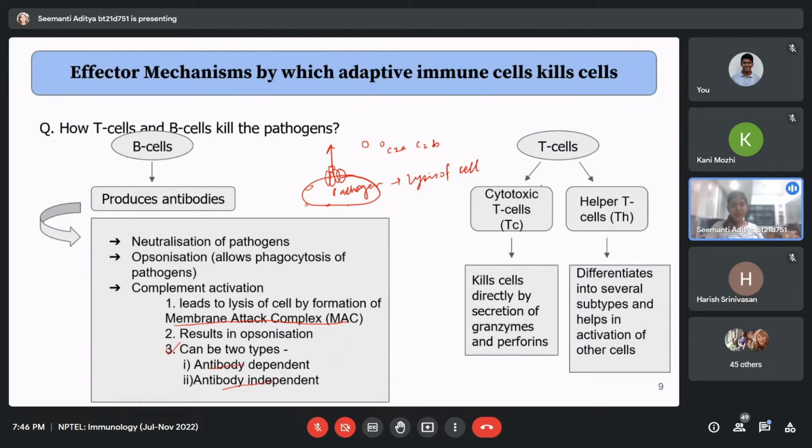And how T cells mediate the immune response. T cells are again of two types, cytotoxic T cells and helper T cells. Cytotoxic T cells will directly interact with cells which are presenting antigens on their surface through the MHC molecule. The MHC molecule with the antigen is recognized by the T cell receptor present on the surface of the cytotoxic cell. This cell will then release granzymes and perforins. Perforins are associated with the formation of a pore, and through this pore, granzymes are released.